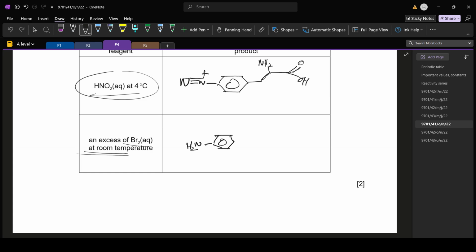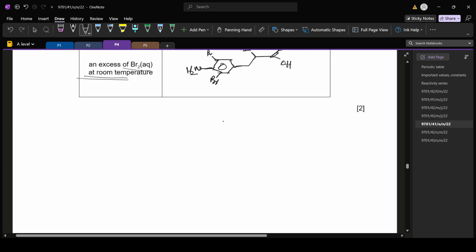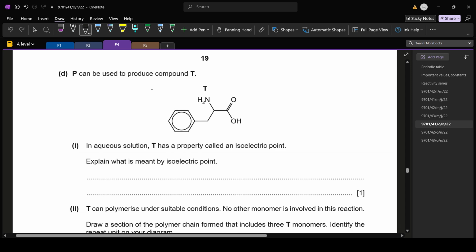There will be an amine, and you have to remember that this amine, this phenylamine, is a 2,4,6 director. Br will also be over here, and the rest of the structure is the same. So these are your structures. Let's move to the next part.